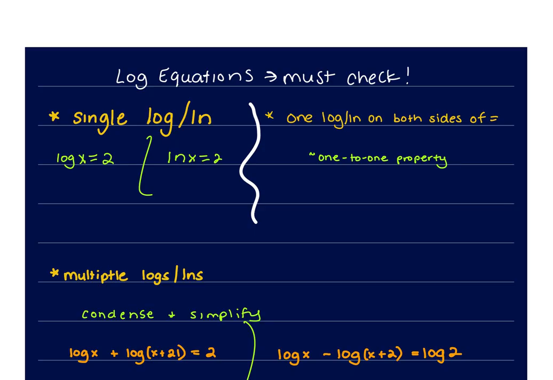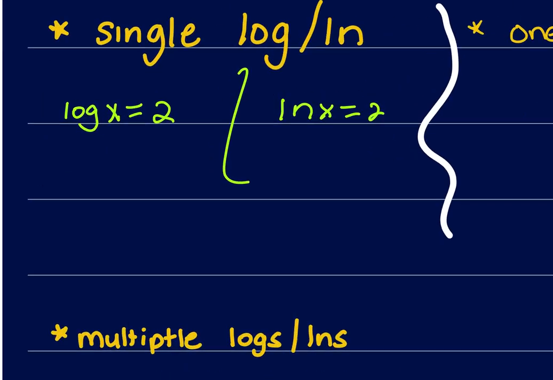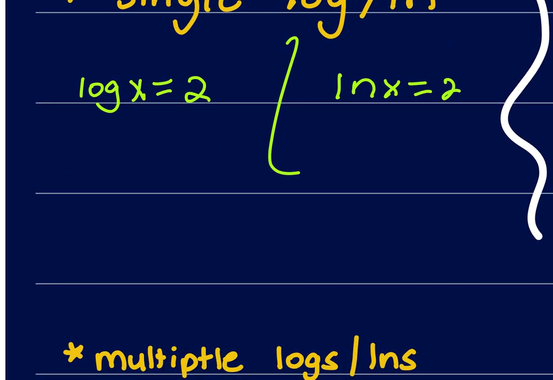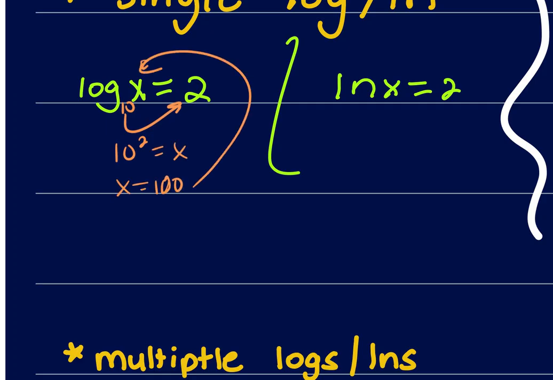So if you're looking at the top 2 questions there, there's a single log on one side. If there's a single log on one side, then we convert to exponential. So this is similar to the one you just did on the class kick. This would be log base 10. 10 comes over and picks up the 2. And so x would be 100. And then I would check, can I plug 100 back into the x? Yes. So I keep that answer.